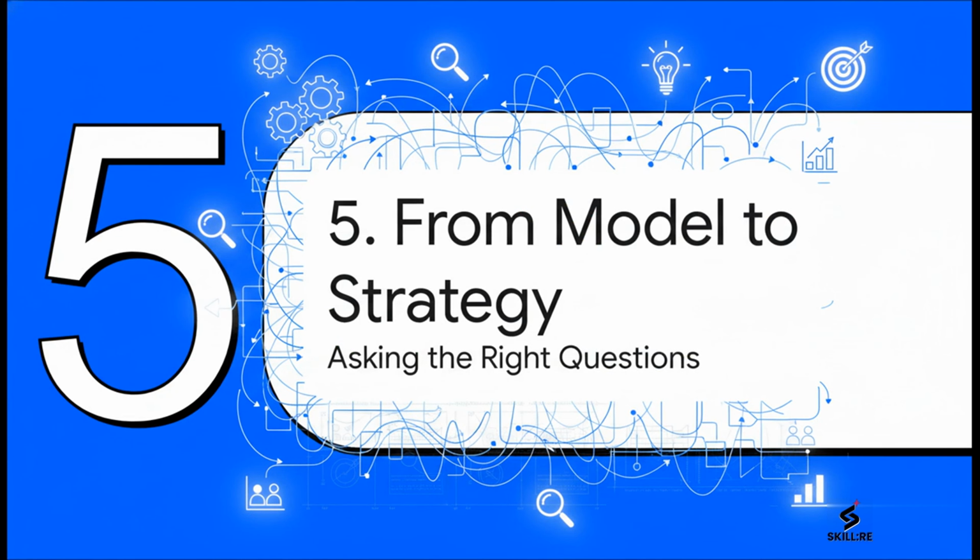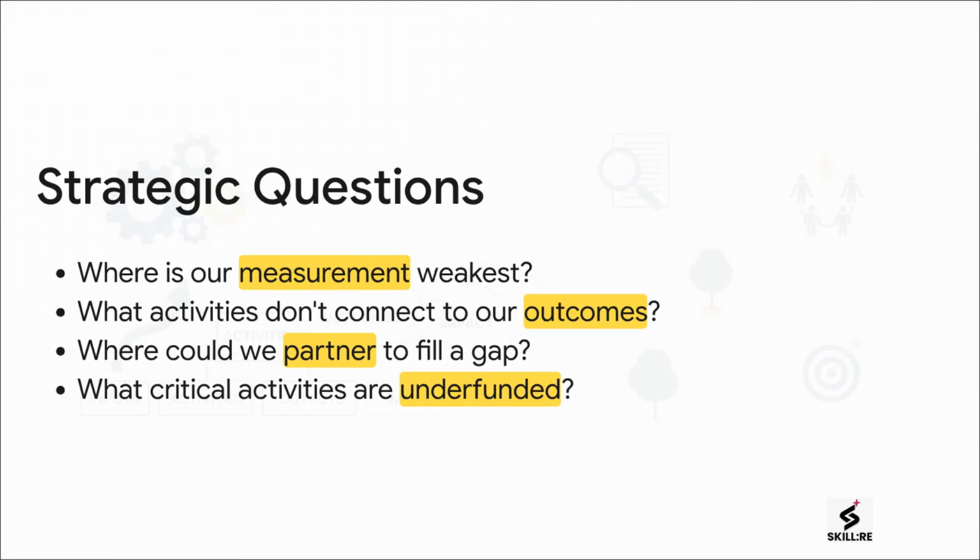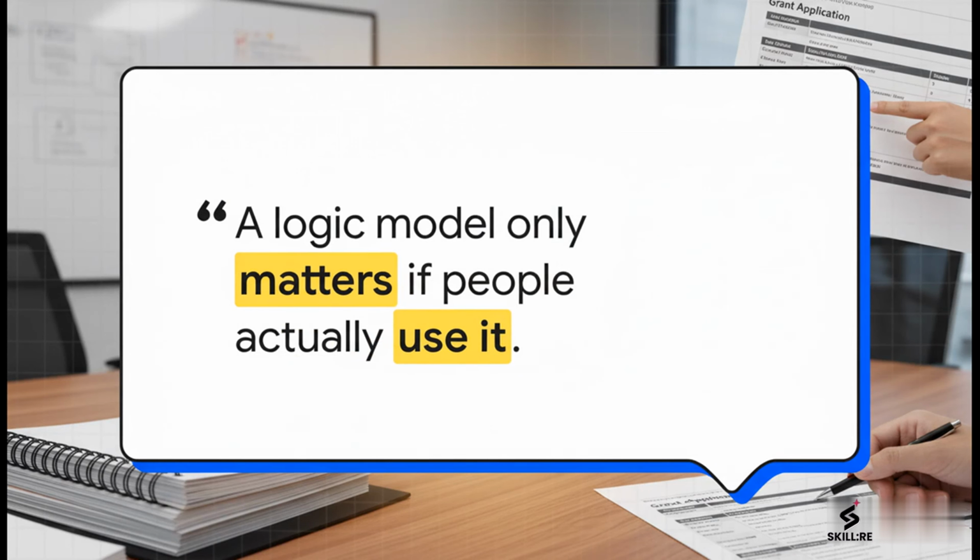Okay, so you've built your model, you've dodged the common mistakes. Now what? Well, this is where it gets really exciting because the logic model isn't the end of your strategic planning, it's the very beginning. And this is its real power. Your model helps you ask smarter questions. You can look at it and go, where are we weakest on measurement? Or, wait a second, are there activities we're doing that don't actually connect to any of our outcomes? It helps you see where a new partner could make a huge difference, or which programs are underfunded but absolutely critical to your mission.